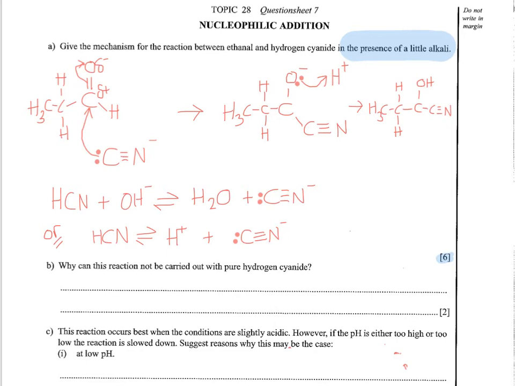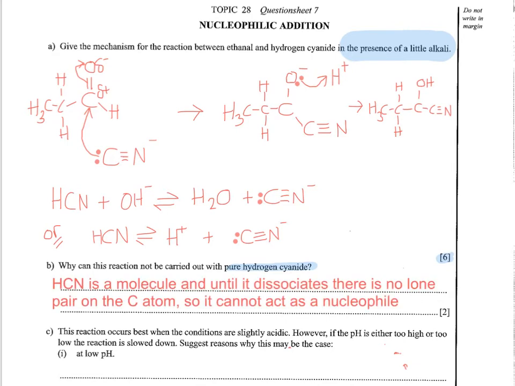So then the next part of the question asks you, why can't it be carried out with pure hydrogen cyanide? For this particular question, they probably want something a little bit more sophisticated than just the fact it's toxic. The practical reason is that it's a molecule, hydrogen cyanide. It hasn't dissociated into H plus and C triple bond N yet. So the carbon atom has no lone pair on it. If you remember earlier in the clip, we showed the dot cross diagram for HCN and there were no lone pairs on the carbon. So it can't act as a nucleophile until a lone pair on the carbon is actually formed. That would have to happen once it's actually dissociated.